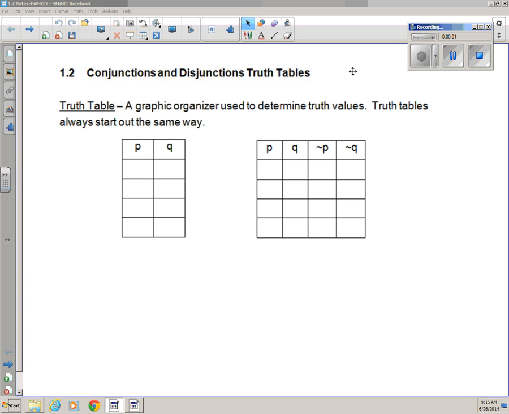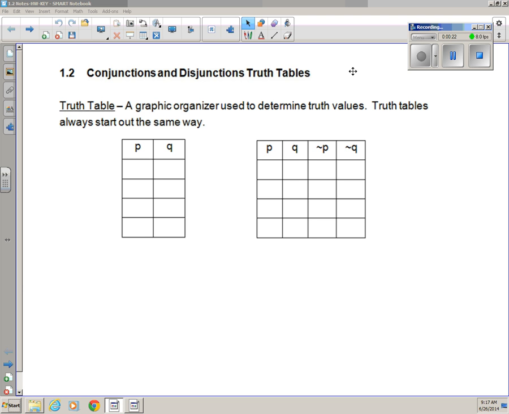All right, so yesterday we talked about conjunctions and disjunctions and about their truth values. And so now we're going to basically do the same thing, but we're going to do them in a truth table. It's a type of proof, okay? So a truth table is a graphic organizer that's used to determine truth values, and they always start out the same way. So you're going to have to memorize this beginning start.